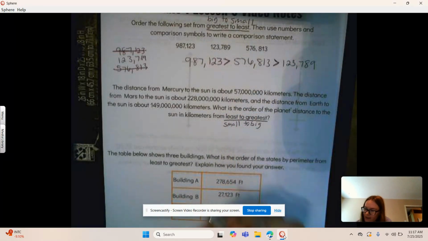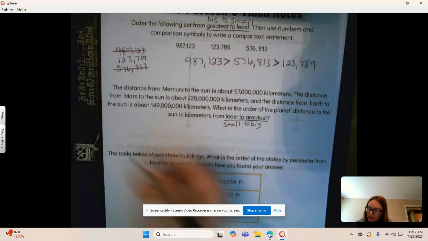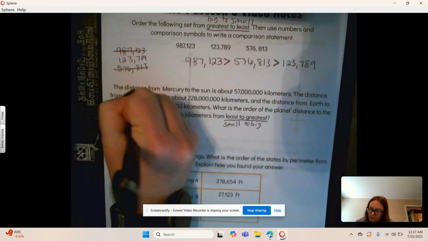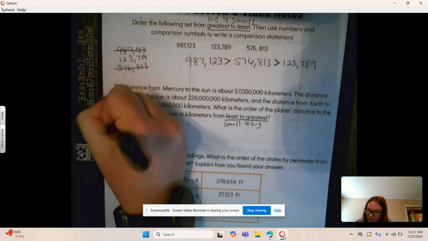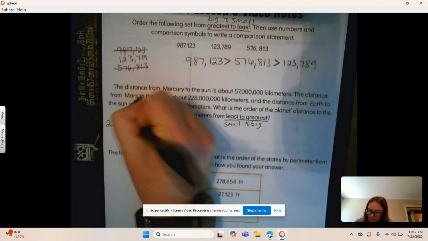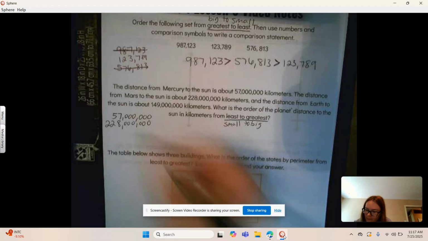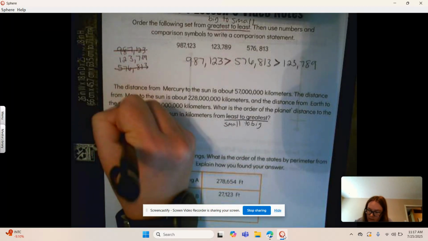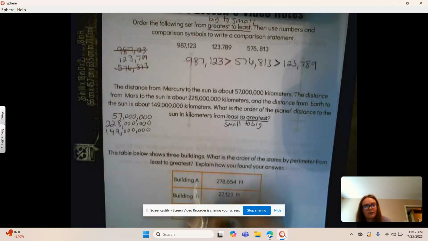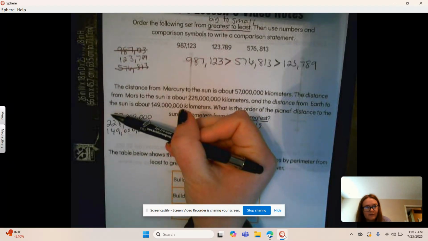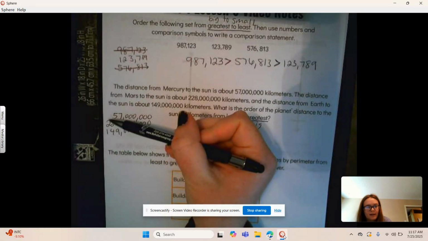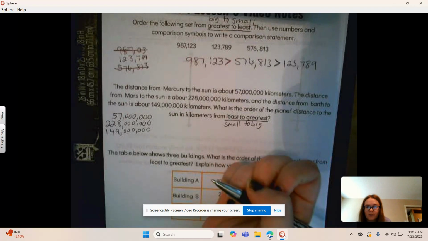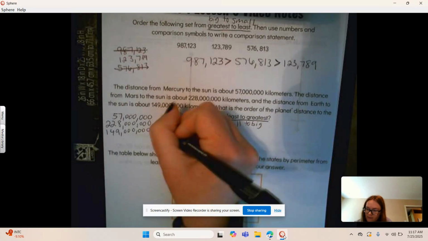So let's go ahead and line them up. 57 million kilometers. 228 million kilometers. And 149 million kilometers. Okay, let's start from left to right. Let's look. So this one we have nothing, a 2 and a 1. So which one is smaller? The one with nothing, good. So 57 million kilometers is the smallest.